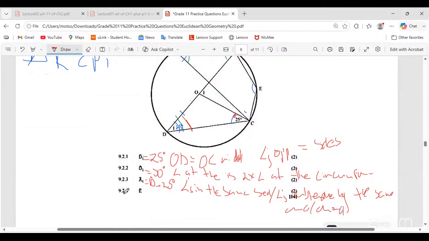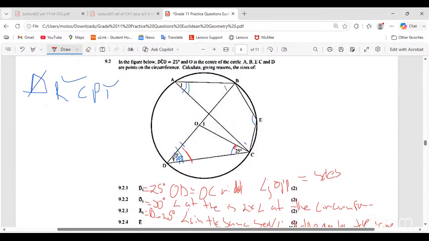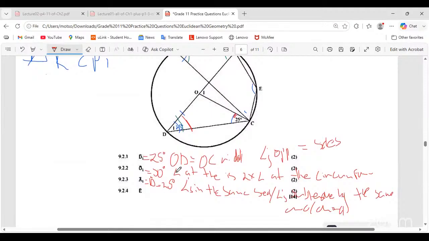Okay, the next question, 9.2.4, requires us to find the size of angle E. And angle E is opposite angle D1. Therefore, those two angles are supplementary. Then for this one, we will simply say 180 degrees minus 25, not 125, but minus 25 degrees. That is equal to 155 degrees, not just 155.